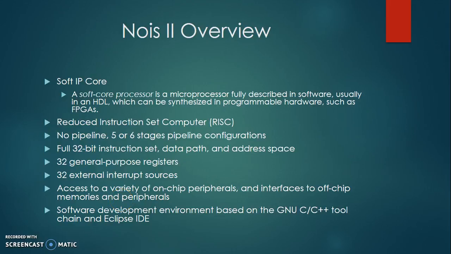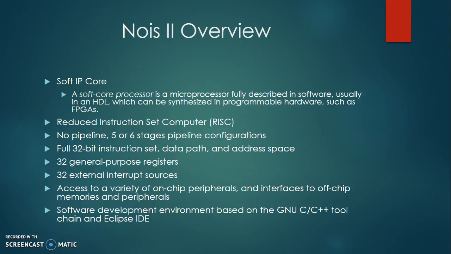Let us start by looking at the Nios II overview. It is a soft IP core. It basically means that it is a microprocessor fully described in software, that is, usually an HDL such as Verilog or VHDL, and it can be synthesized in a programmable hardware such as an FPGA.